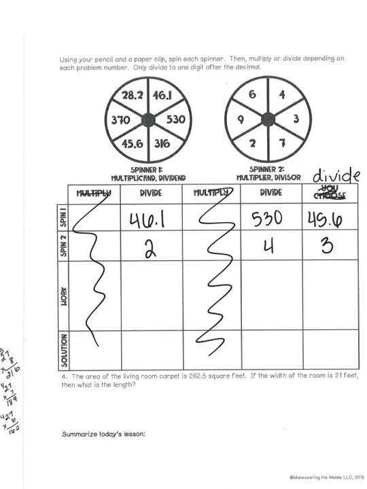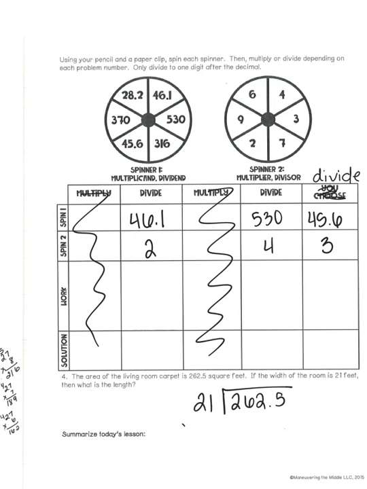And we're going to look at number 4. So the area of the living room is 262.5 feet. The width is 21 feet. So to figure out what the length is, remember length times width equals area, right? So if I know the area and the width, then to find the length, I need to divide my area by that 21 feet. So I'm going to take 262.5 and divide by 21.